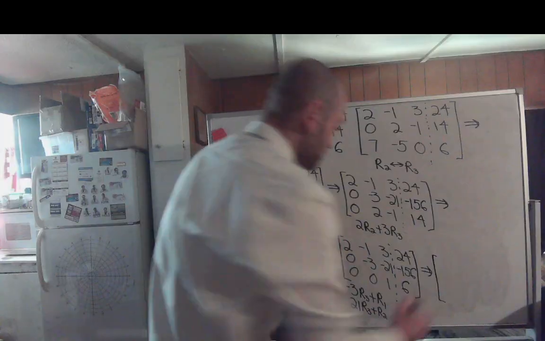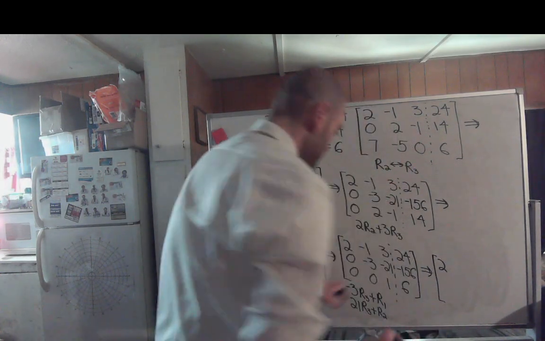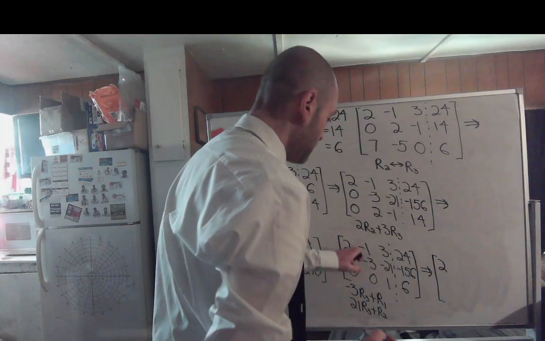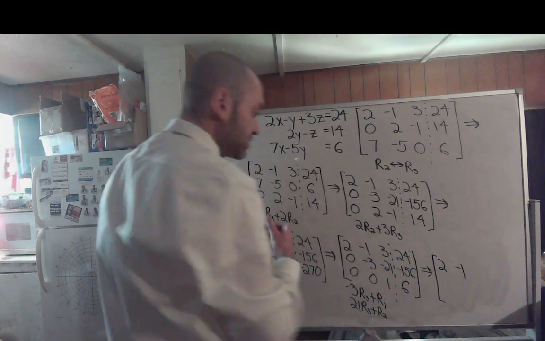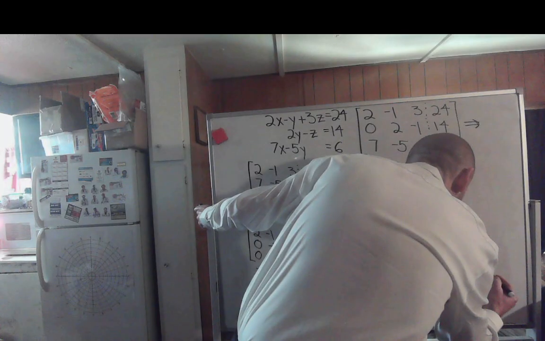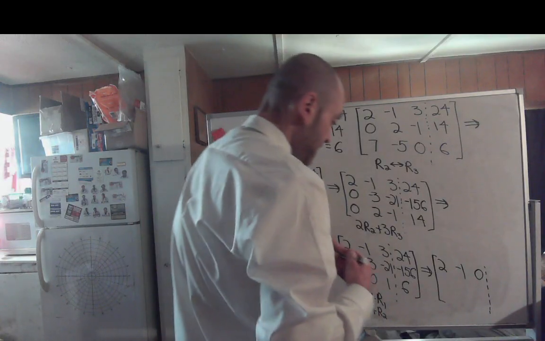0 plus 2 is still 2. 0 minus 1 is still negative 1. Now this is where it turns. Negative 3 plus 3 is 0. And then negative 18 plus 24 is 6.